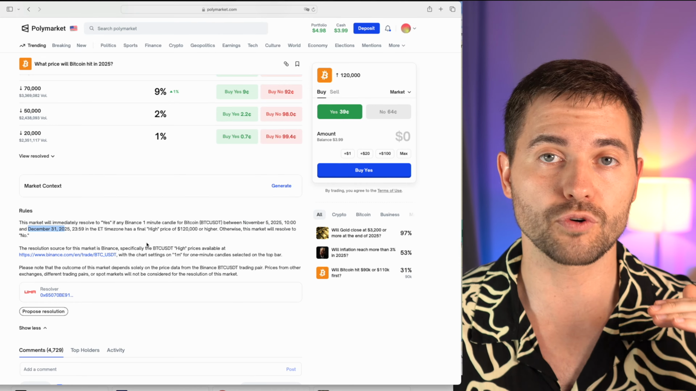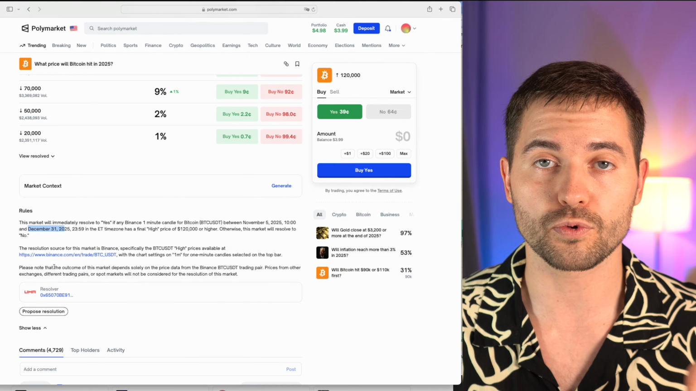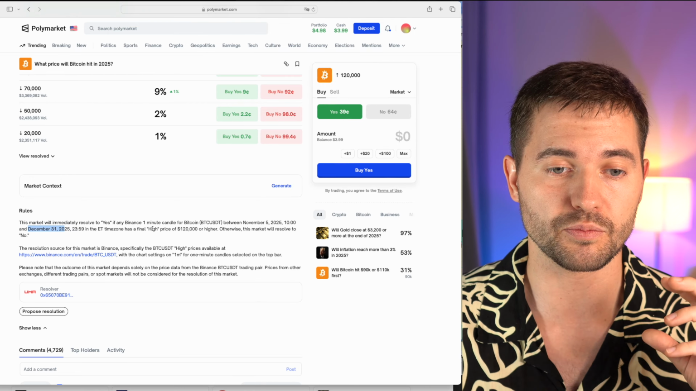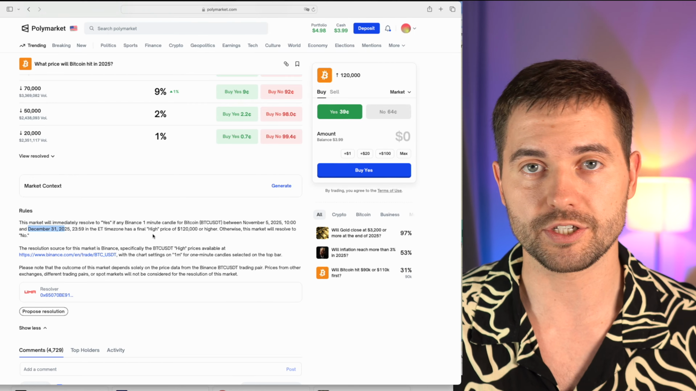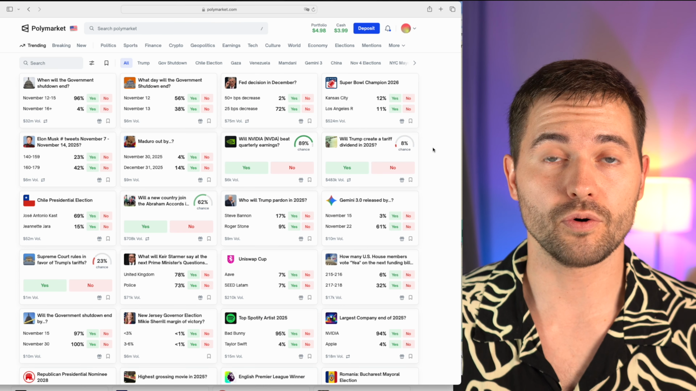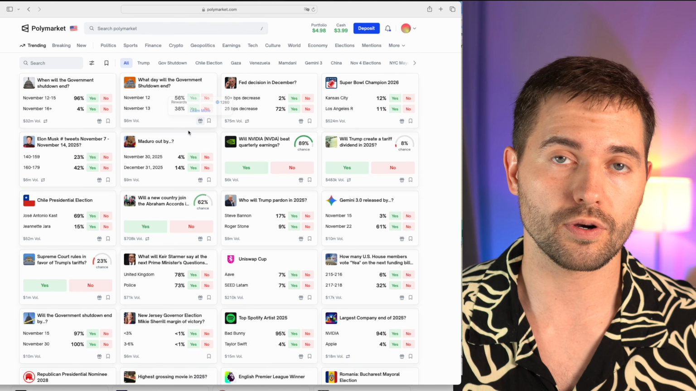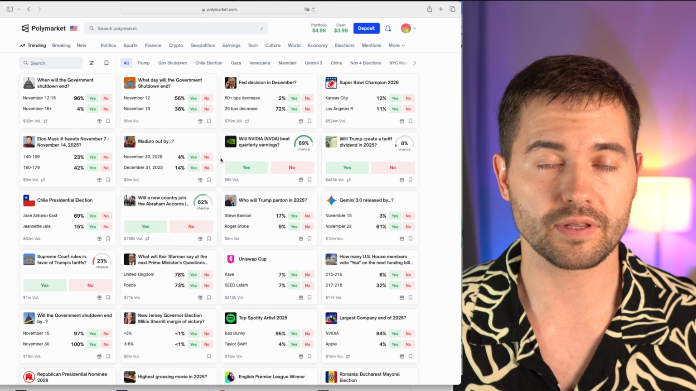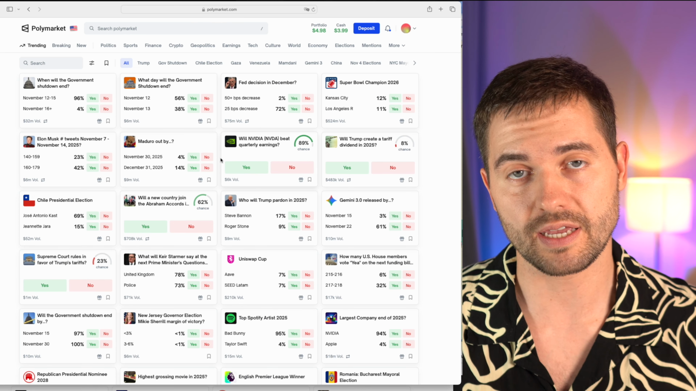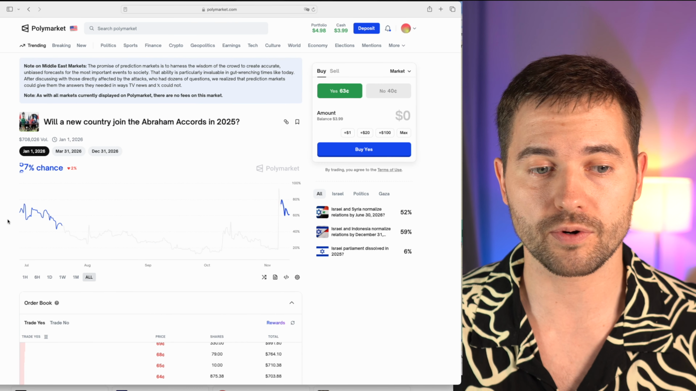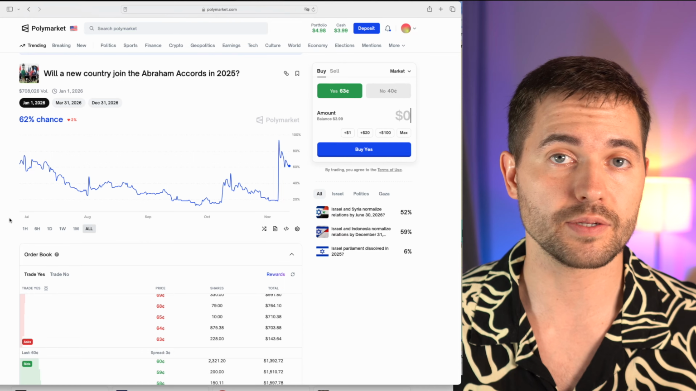So you have to always pay attention to what the rules are of a certain event, because there might be certain differences that might end up changing your strategy. There are different types of markets, not only by categories, but you can have multiple options like we saw in the case of Bitcoin price, but there can be simple ones, whether it's yes or no. Like this one, will the new country join Abraham Accords? And it's either simple yes or no.